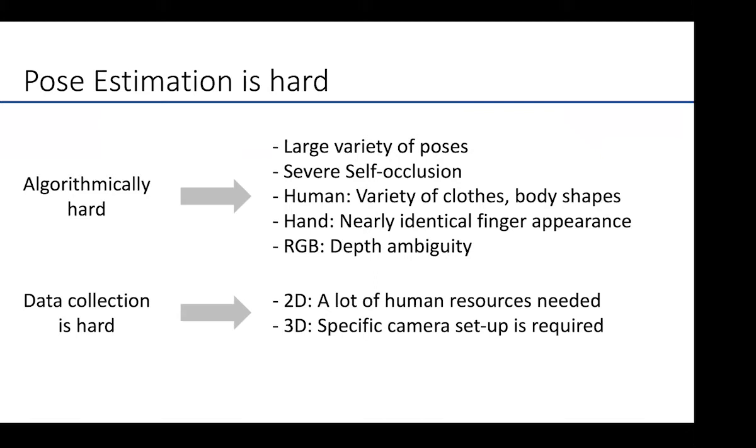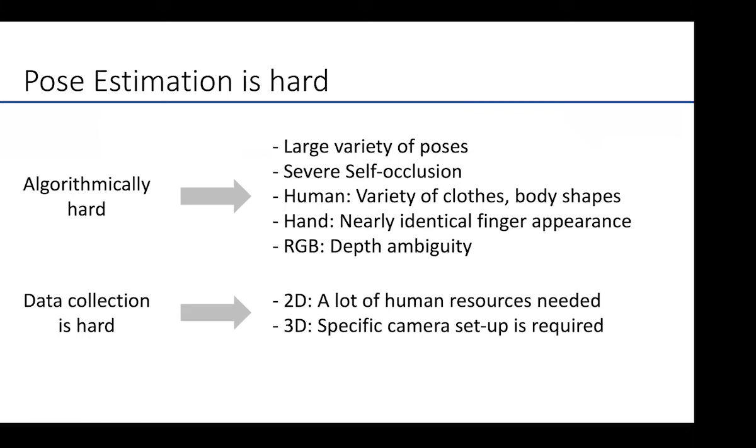And with RGB, if you want to get 3D hand pose or 3D human pose from RGB data, there is very high depth ambiguity, because we don't know whether this hand is small and very close to the camera, or it is a large hand far away from the camera.